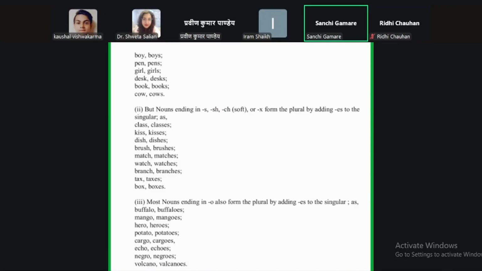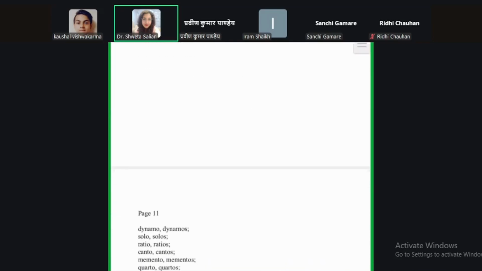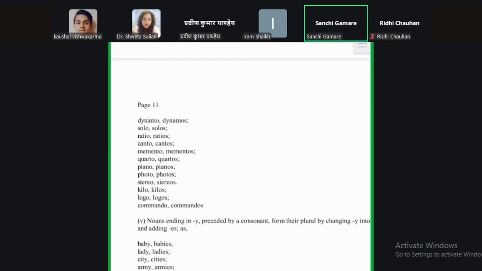And nouns ending in O take ES added, so O plus ES becomes OES: buffalo, buffaloes, mango, mangoes, potato, potatoes. Then some nouns ending in O do not take OES; they just take an S, meaning the E doesn't come. For example, dynamo, dynamos, solo, solos. So now you will have to see and understand which one has an E.